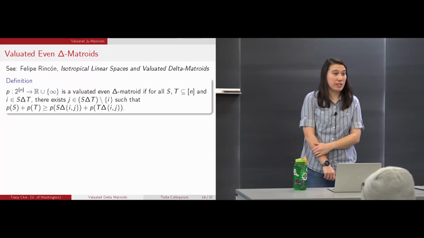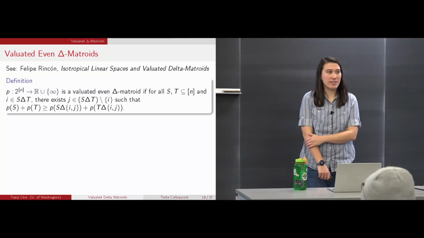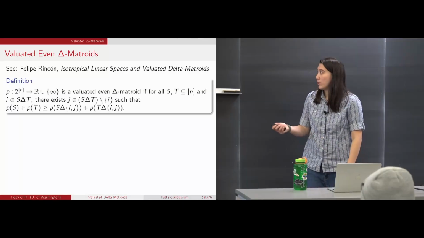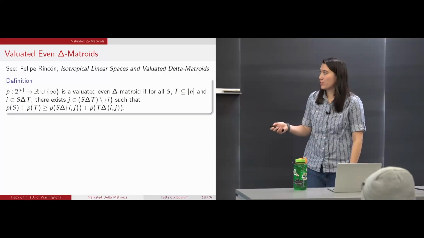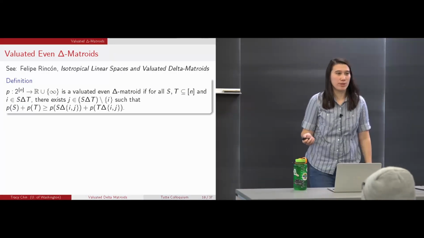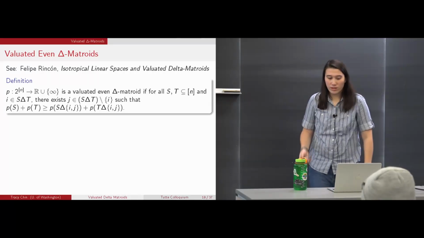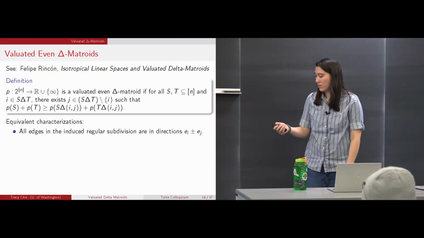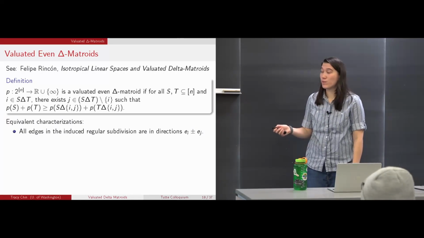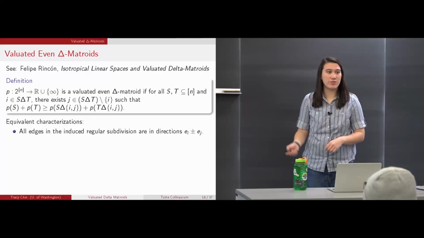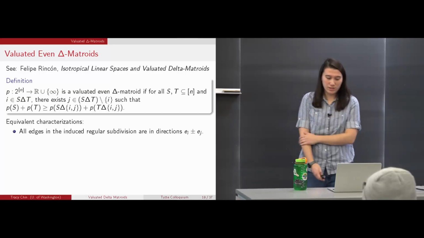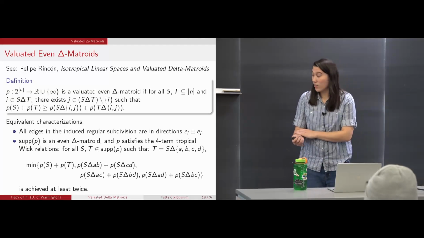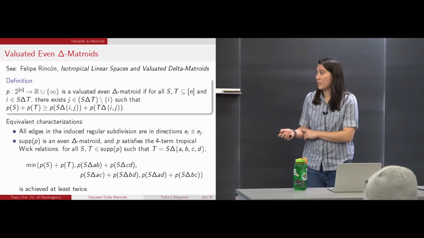So now that we have strong exchange, we get to define valuated even delta matroids by just, again, taking our strong exchange axiom and putting p's everywhere. Again, this ends up being equivalent to all edges being these good delta matroid directions. It also has this nice local characterization.